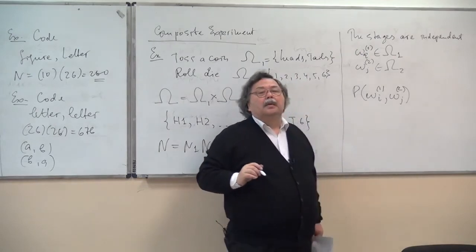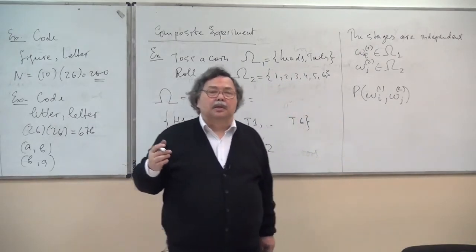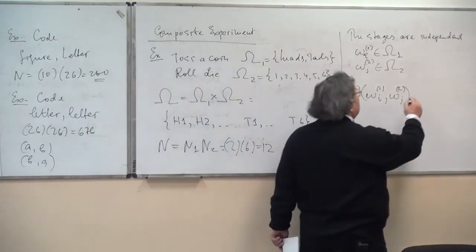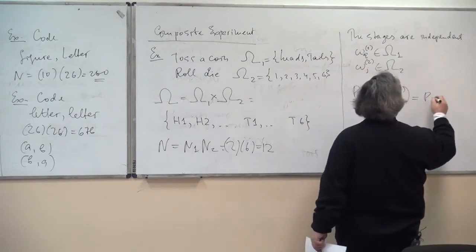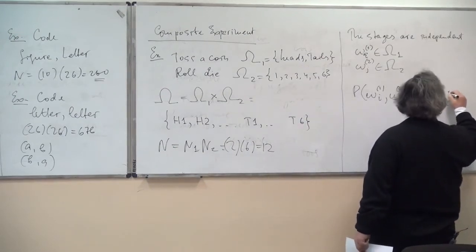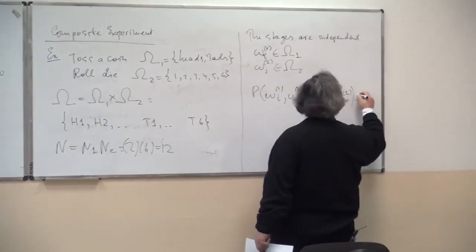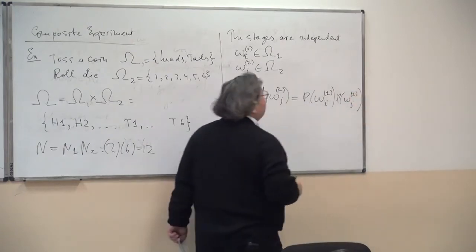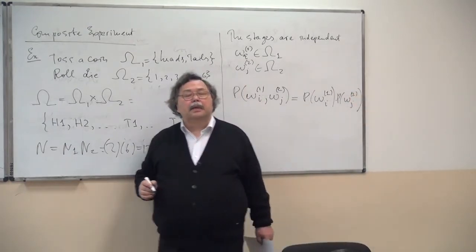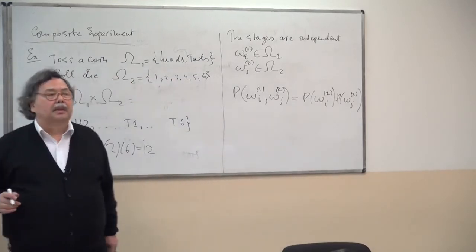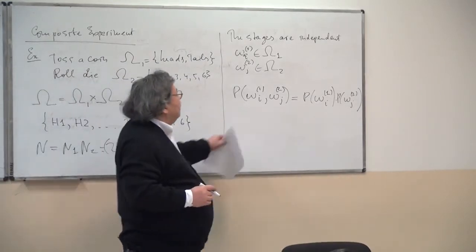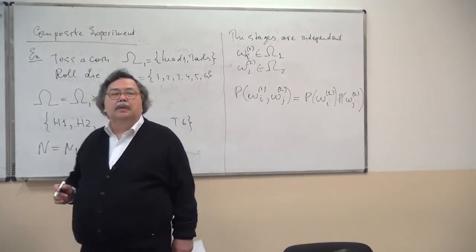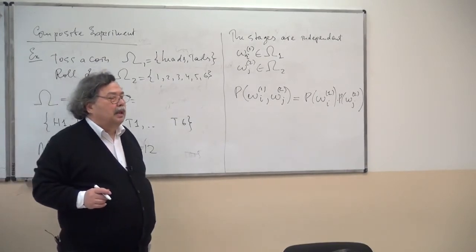Well, if we assume that the two stages of this complex experiment, the two partial experiments, are independent, then we assume that this formula works. So if the various stages of a composite experiment are independent, then the probability of each outcome on the complex experiment can be computed as the product of individual probabilities.